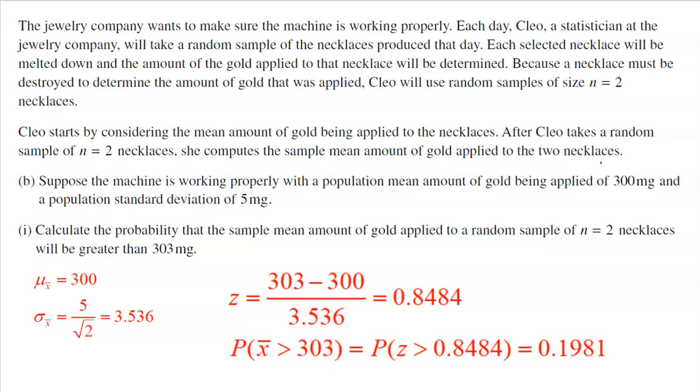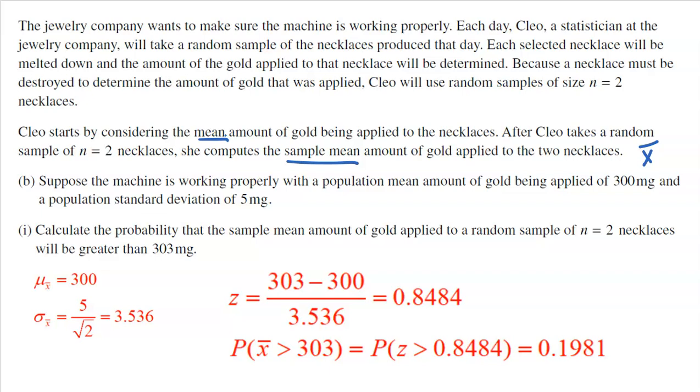So now she's no longer working with a single necklace. She's working with 2 necklaces, which means she's working with the mean amount of gold in those 2 necklaces. It clearly says that in several different places. All right, suppose the machine is working properly and it has that mean of 300 and that standard deviation of 5. Calculate the probability that the sample mean amount of gold applied to a random sample of 2 necklaces will be greater than 303 milligrams.